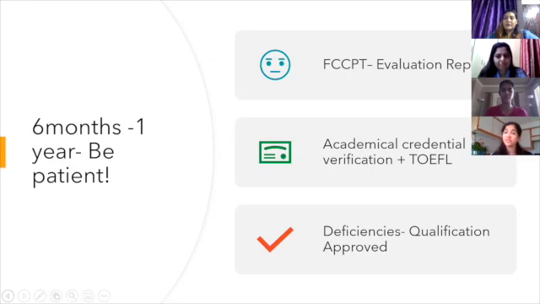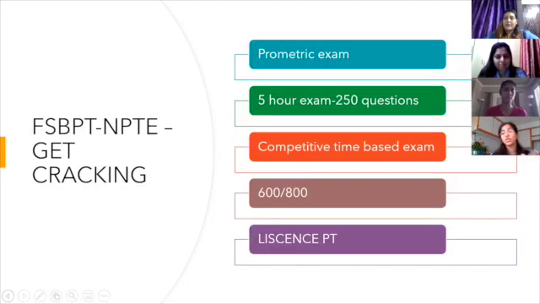And once you have your FCCPT evaluation, you can go to the FSBPT website, that is the Federation of State Boards of Physical Therapy, which will allow you to book your NPTE exam, or your National Board of Physical Therapy exam. This is your license exam. Now, NPTE is also very state specific. You have to choose only one state when you're doing your FCCPT evaluation.